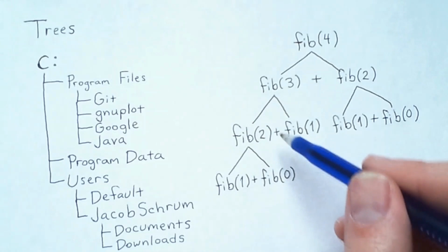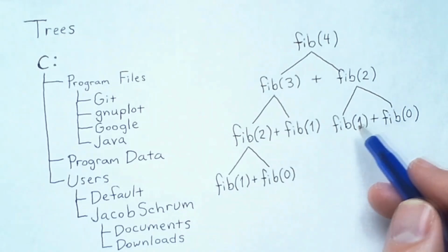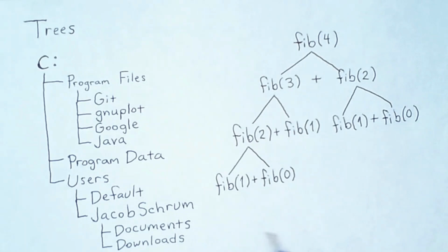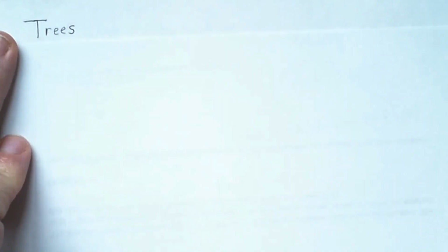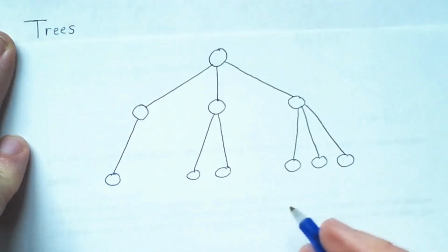But then we would have to recompute Fib2 on this side of the tree, which would involve calculating Fib1 and Fib0, which are, once again, base cases. So these two examples are a good starting point for understanding trees, but how do we formally define what a tree is? A tree is a set of nodes, and the nodes are connected by edges in a particular way. This is one of many possible valid trees.